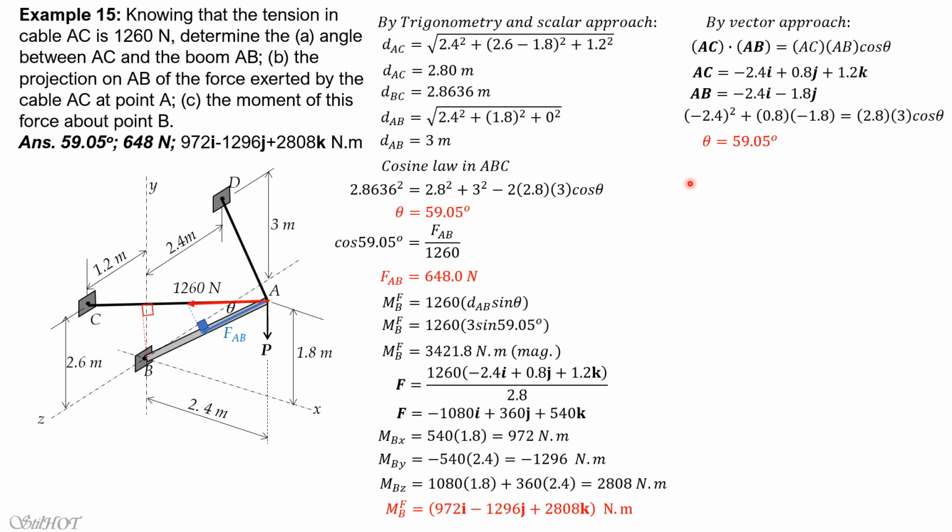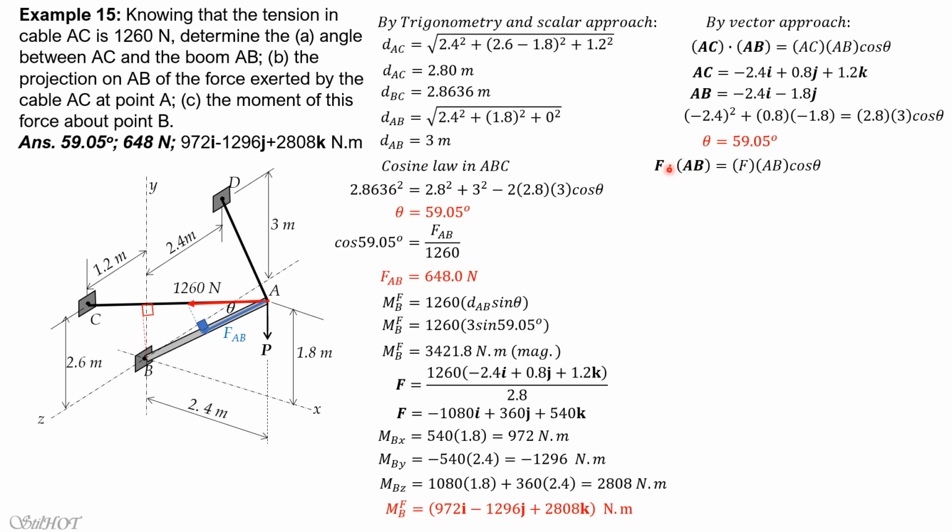Then for the component of the force along AB, the force is 1260. So we have to obtain the dot product between the force and AB. Let's write the force in vector form. So this is already the vector form of the force, so we simply dot it with AB. So F dot AB equals magnitude of the force, which is 1260, times AB, which is 3, cosine of theta, which is 59.05 degrees.